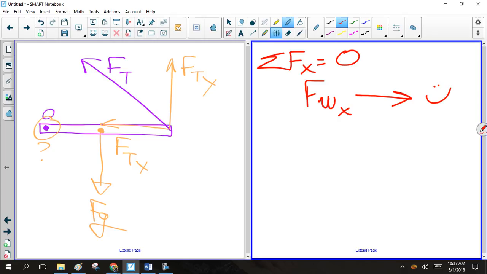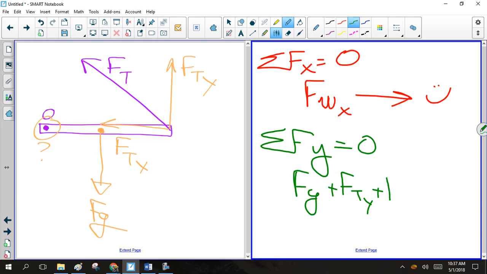Now, we also know that our net force vertically has got to be 0. But now I'm a little bit stuck here, because I know that the force of gravity plus the tension in the y direction plus the vertical force from the wall have to add up to 0, but I don't know how big the tension in the y direction is, right? Follow? So what should I resort to? Torque. Torque, right?